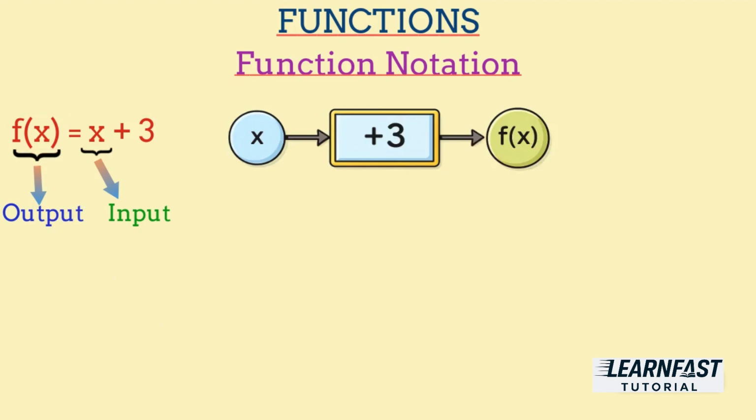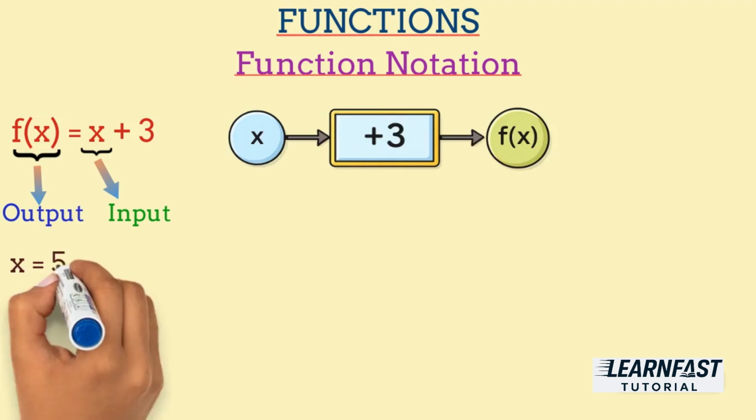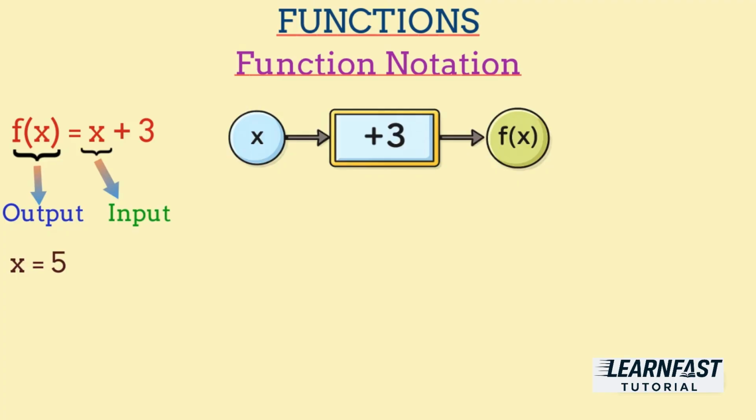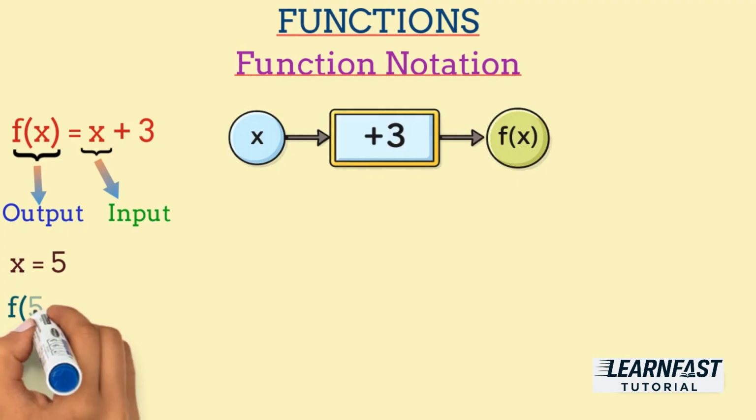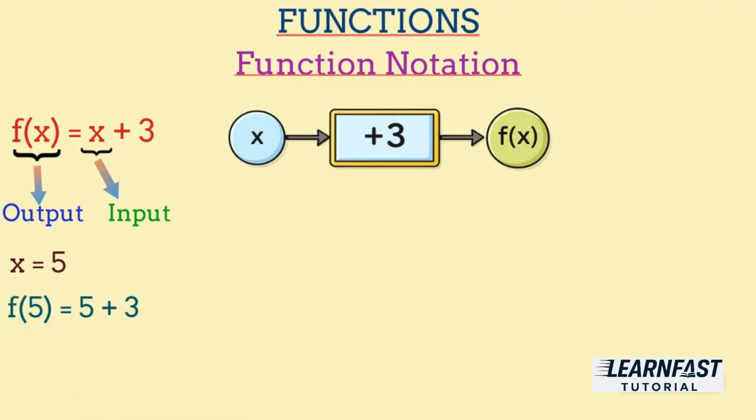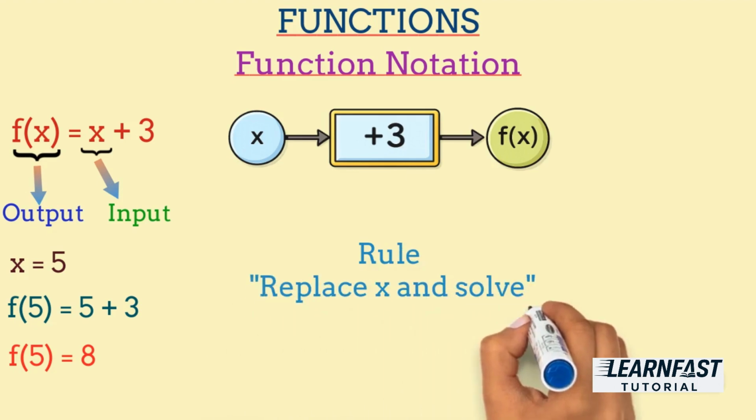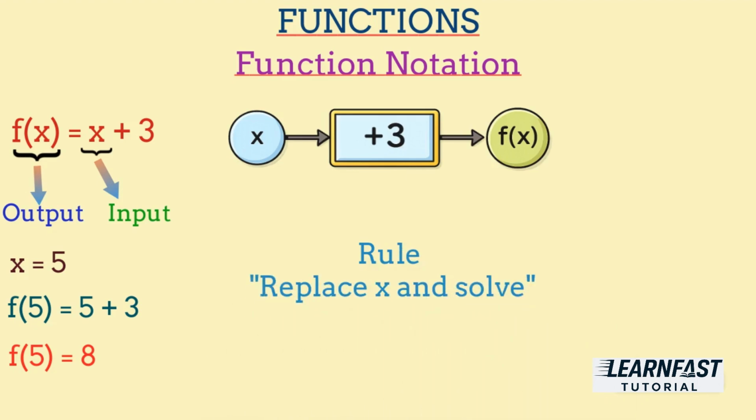Now let's try an example. Take x to be equal to 5. Then we replace x with 5. Remember, anywhere you find x, replace it with 5. So we get f of 5 equals 5 plus 3. And our answer will be f of 5 equals 8. Whenever you see something like f of 4, just replace x with 4 in the function. Always remember the replace x and solve rule. You simply replace the variable with the number given and solve.